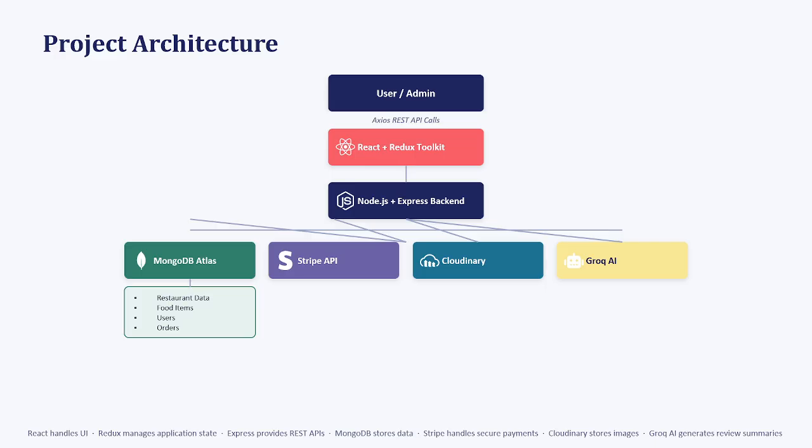The project also integrates several external services such as Cloudinary, which is used to store restaurant and food images, Stripe, which handles the online payment, and Groq AI, which analyzes the customer reviews and generates a meaningful summary. This architecture separates the frontend, backend, database, and external services, making the application modular, scalable, and easier to maintain.